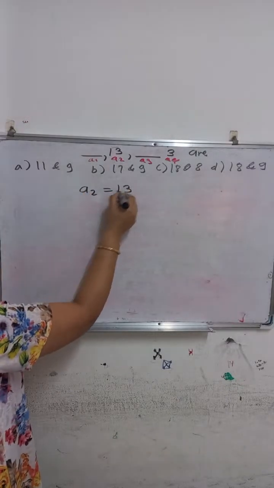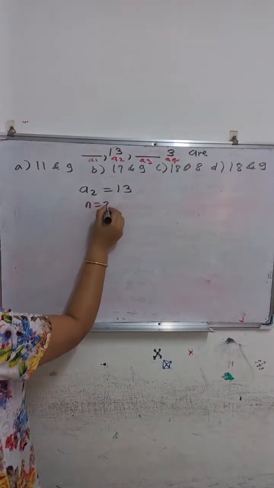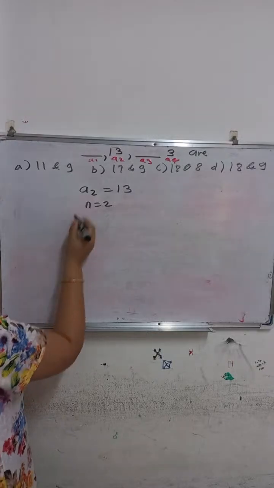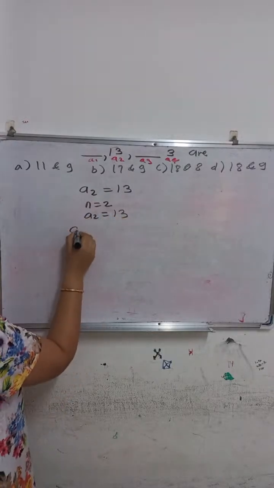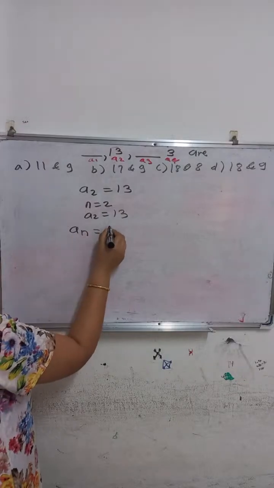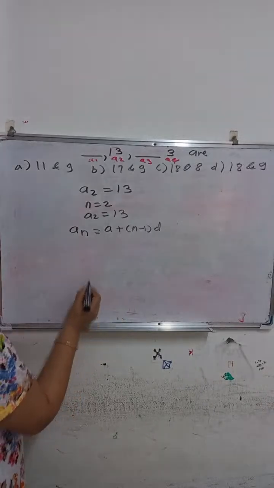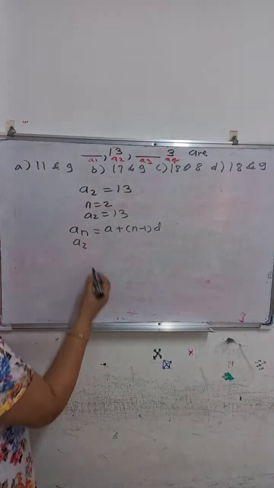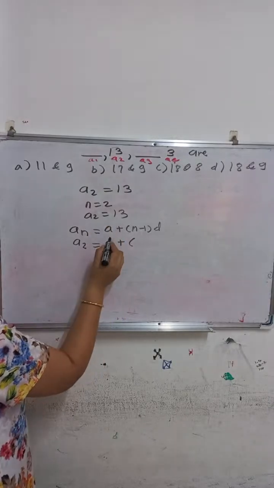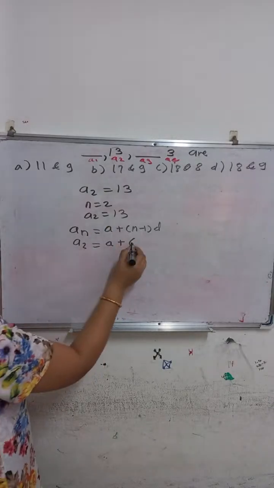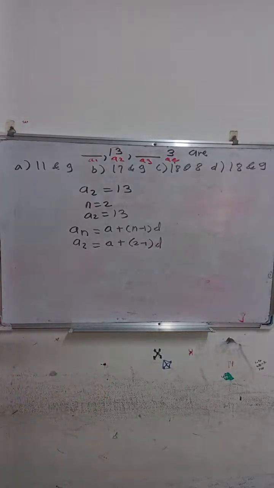A2 is nothing but 13. And from this I can write n is equal to 2. The second term is 13, no? So can I use this formula? An is equal to a plus n minus 1 into d. So this a2, with n equal to 2, is a plus 2 minus 1 into d.